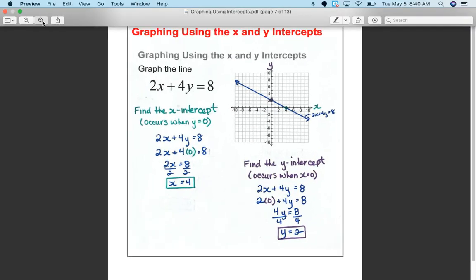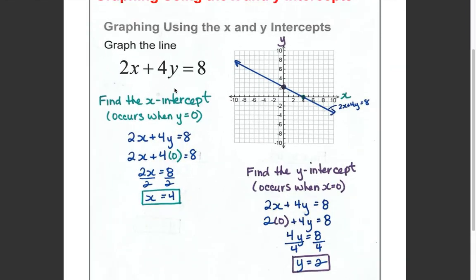So here we have the line 2x plus 4y equals 8. It is written in standard form. I've got my x's and my y's on the left side of the equation, my constant on the right. I could rearrange it if I wanted to put it into slope y-intercept form. But let's just keep it as it is and see if we can graph it in an efficient manner. So we can look at this equation and see if we can figure out what the x-intercept is and what the y-intercept is.